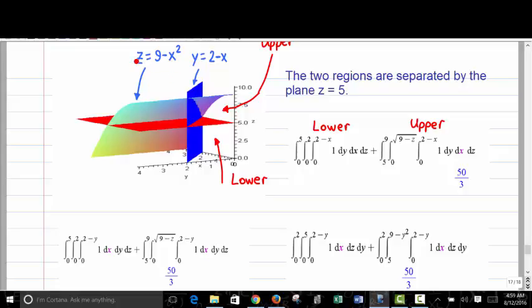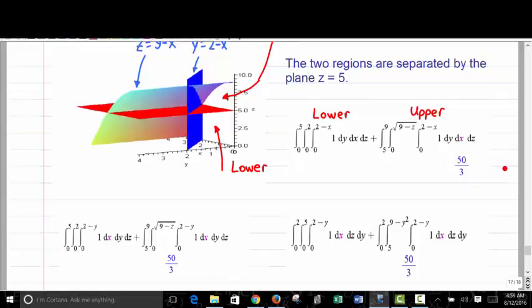So if you solve for x in terms of z, you'll get x squared equals 9 minus z. So x then would equal the positive square root of 9 minus z. So it goes from 0 to the curve. Now notice those two added together, look at that, gives you your 50 over 3. So this one does take some fancy thinking on some of these.